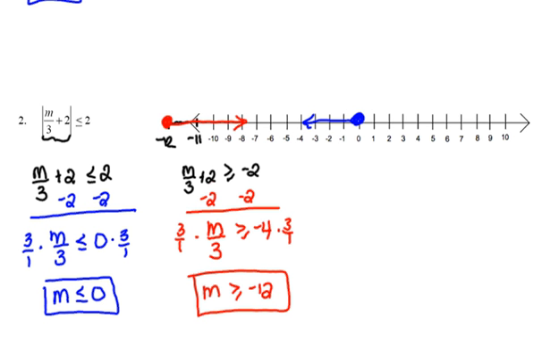Again, our solutions collide. So our solutions are all of the numbers in between negative 12 and 0. To show that with interval notation, closed bracket, negative 12, comma 0, closed bracket. Let's look at the next page for two more examples.